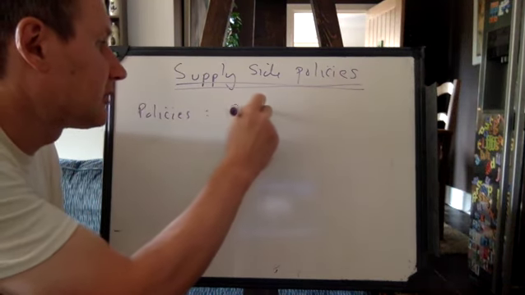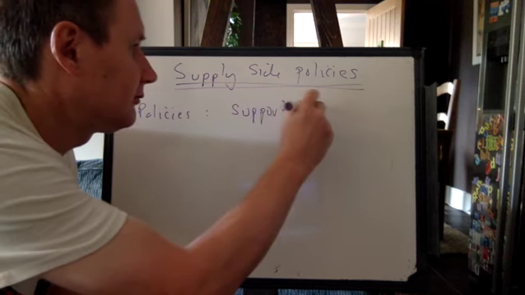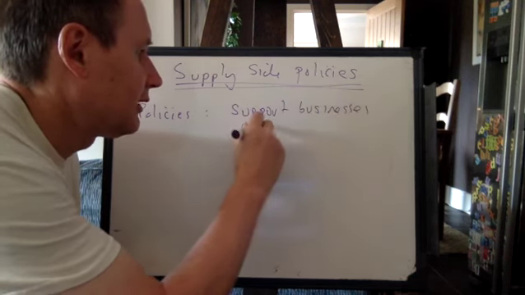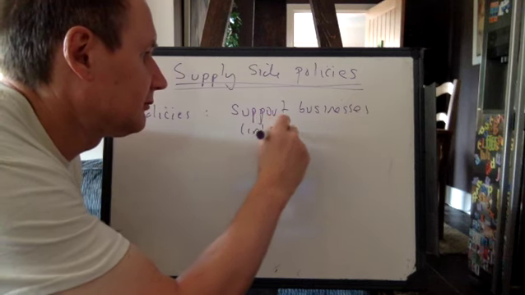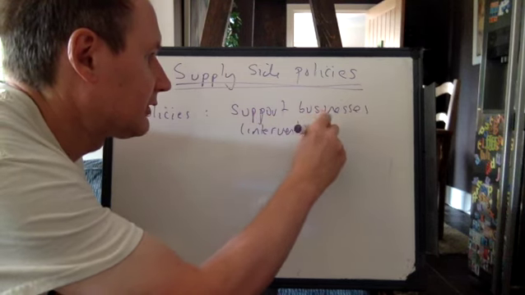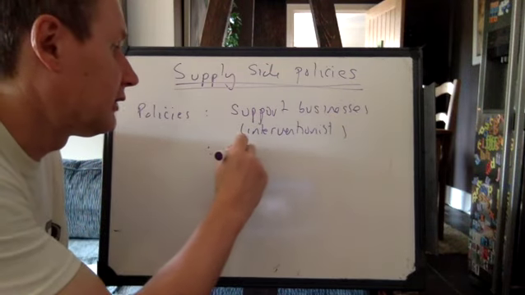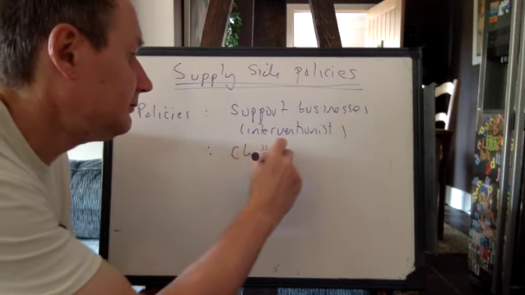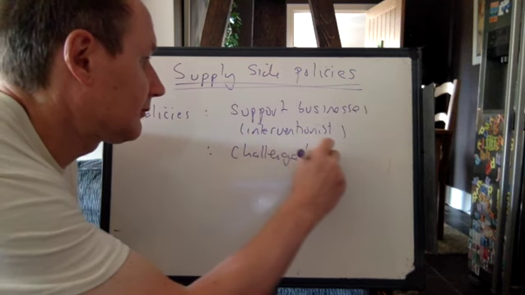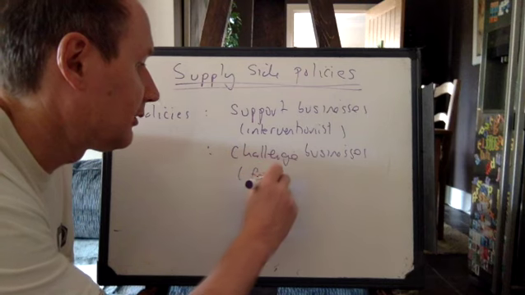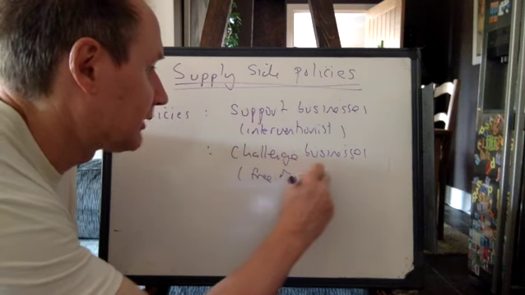They are designed to support businesses, on the one hand, and those are interventionist supply-side policies, and also to challenge businesses, forcing them to compete. And those are free market supply-side policies.